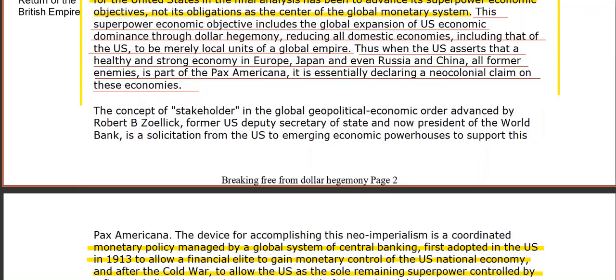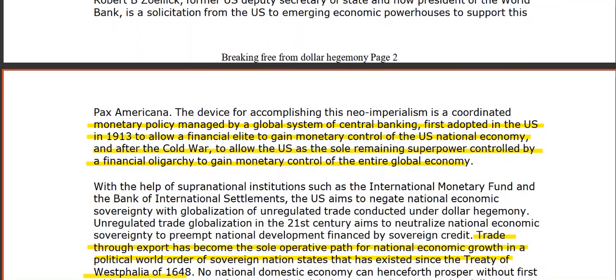The concept of stakeholder in the global geopolitical economic order advanced by Robert B. Zoellick, former U.S. Deputy Secretary of State and now President of the World Bank, is a solicitation from the U.S. to emergent economic powerhouses to support this. Pax Americana, the device for accomplishing this neo-imperialism, is a coordinated monetary policy managed by a global system of central banking. First adopted in the U.S. in 1913 to allow a financial elite to gain monetary control of the U.S. national economy. Very true, but also to prevent the banks from going under.